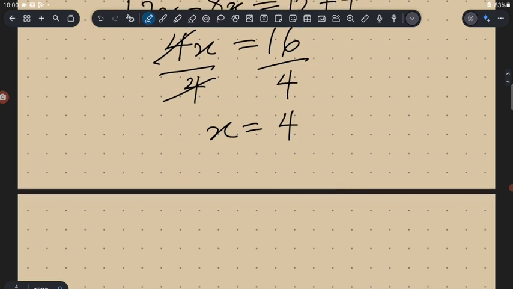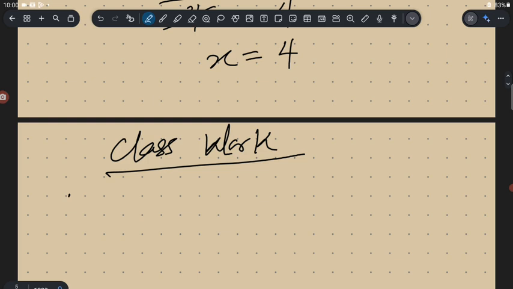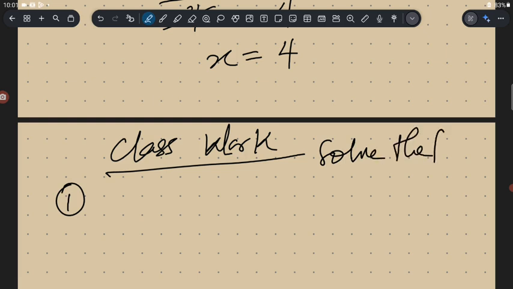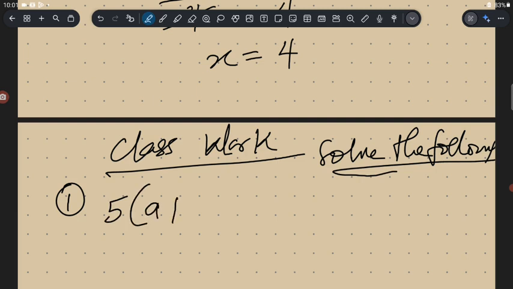So let's have this as class work, which you are going to work and send to me in the comment sections. Solve the following. Just understand. So 1, we have 5 onto a plus 2, minus 3 onto 3a minus 5 is equal to 1.